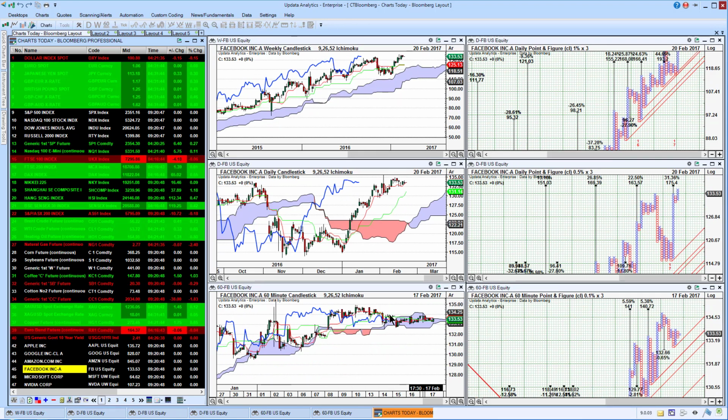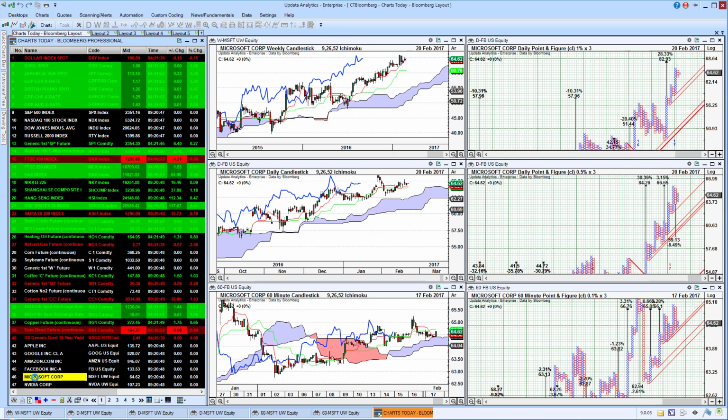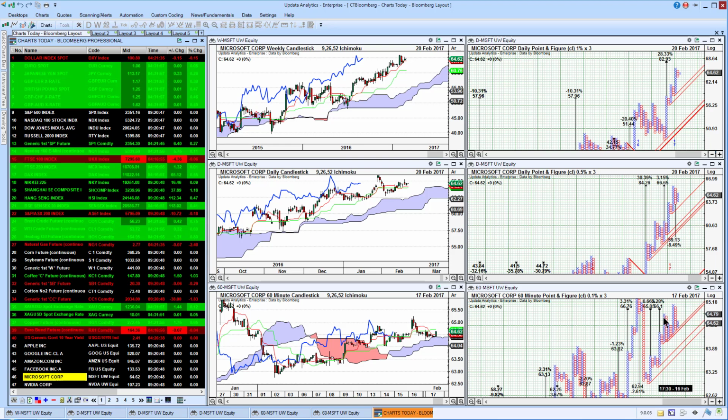We're just pausing for breath last week on Facebook, but we have a couple of short-term upside targets, 5% from here, and still the medium and long-term picture looks great. Looking at Microsoft, bullish above the cloud on all three time frames. Some new short-term upside targets, nothing spectacular, a few percent, but looking good.